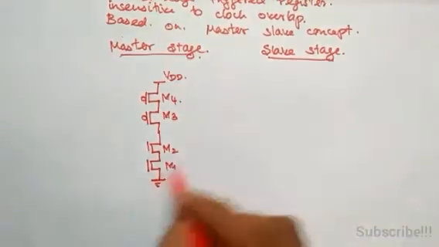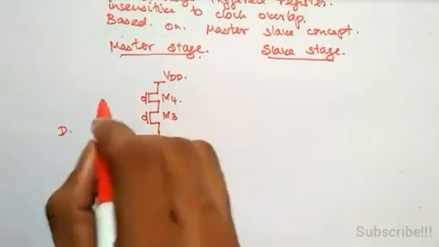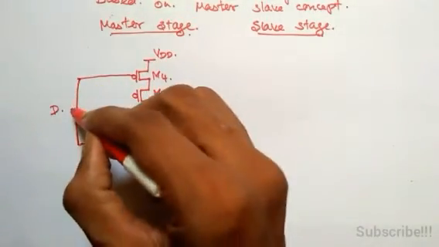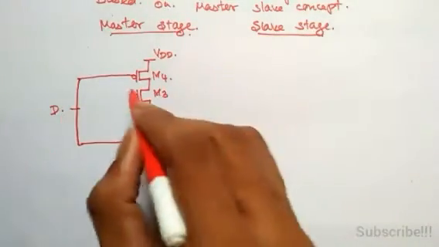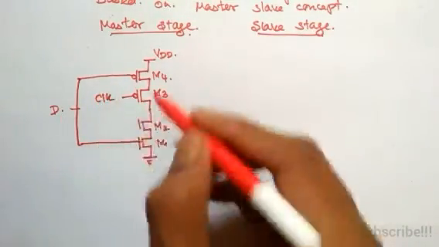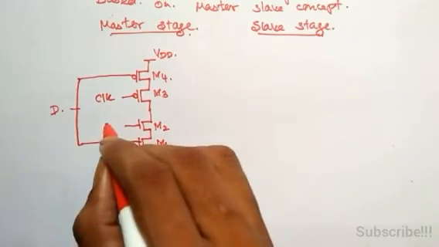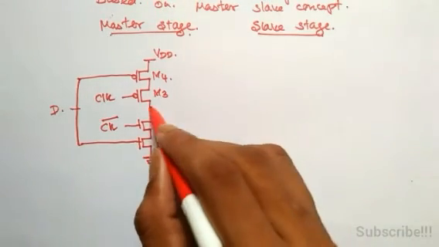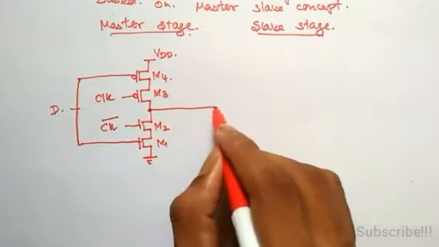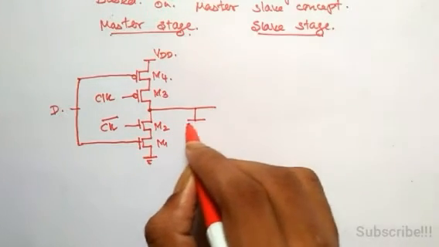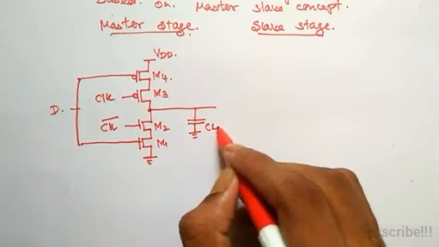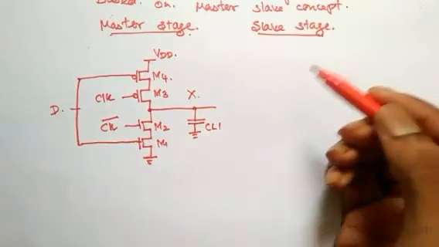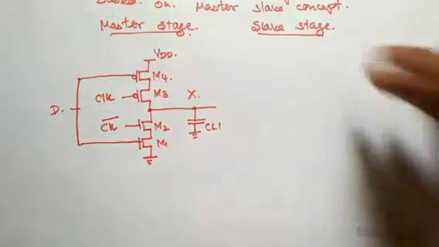So the transistors M1 and M4 are given an input D, and the input for M3 is given to the clock and input for M2 is given to the clock inverse. So the output is obtained from this point where it is connected to the load capacitance CL1. Let us name this point as X, which is the intermediate output of the master stage.